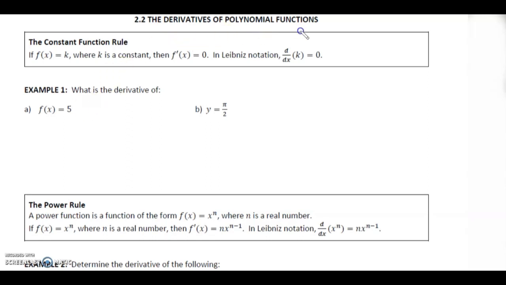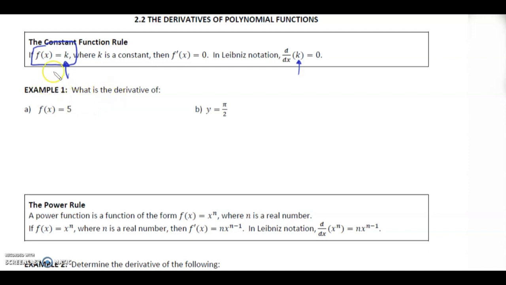2.2, the derivatives of polynomial functions. The constant function rule. If f at x equals k, where this k value is some constant, then the derivative of f at x, so f prime at x, equals 0. In Leibniz notation, it's d by dx of k, like that would be the function in there, equals 0.